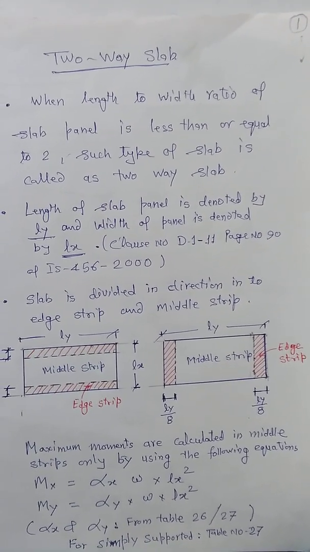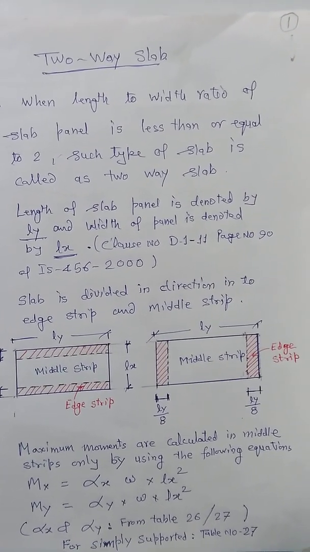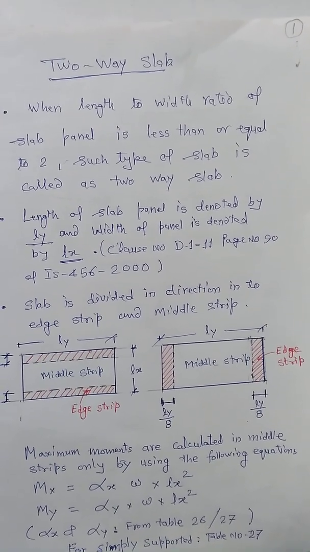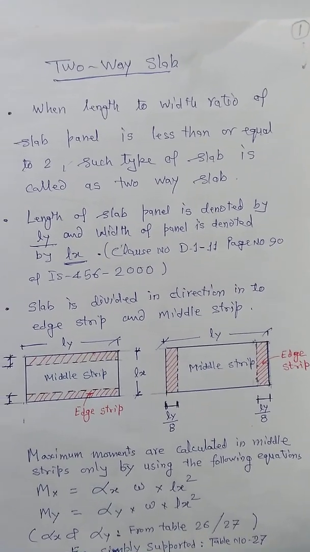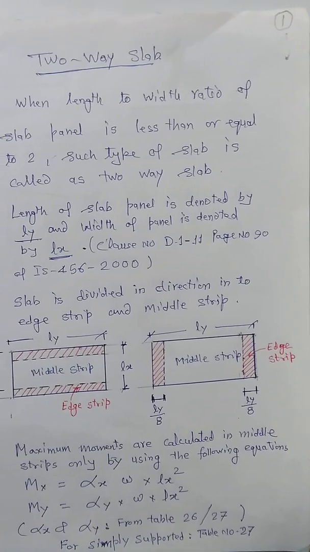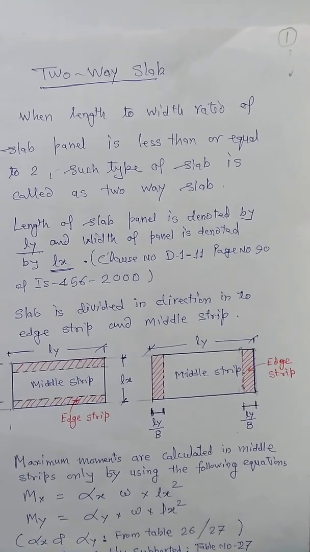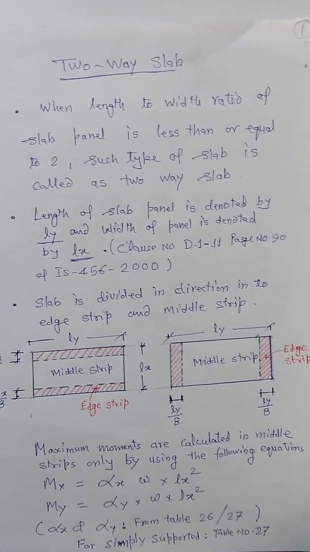The length of the slab panel is denoted by Ly and the width of the panel is denoted by Lx. Clause number, as already mentioned, see page number 90 of IS code 456/2000.